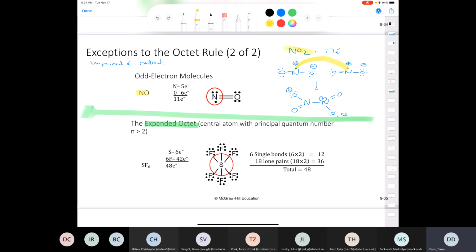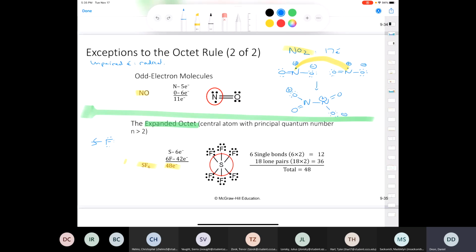We're going to see many examples of that. So if you had to draw this molecule, sulfur hexafluoride, you tally up all the electrons and you get 48 electrons. I told you last lecture that fluorine can only ever have one bond and three lone pairs. So that means this is the only possible way to arrange this molecule, and the sulfur has an expanded octet. It's surrounded by a total of 12 electrons. And we'll look at some examples of that tonight as well.